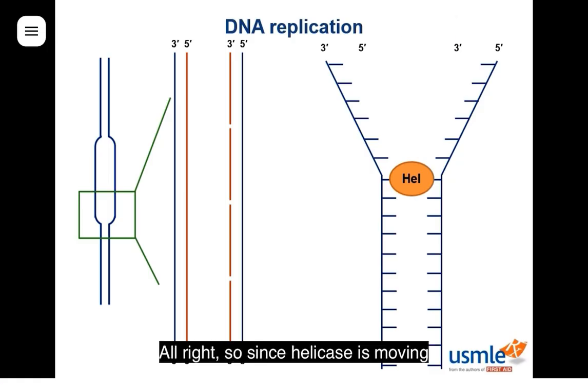Alright, so since helicase is moving along with the replication fork, something is needed to prevent the strands from re-annealing to one another, which complementary strands of DNA like to do. Do you know what protein prevents this?